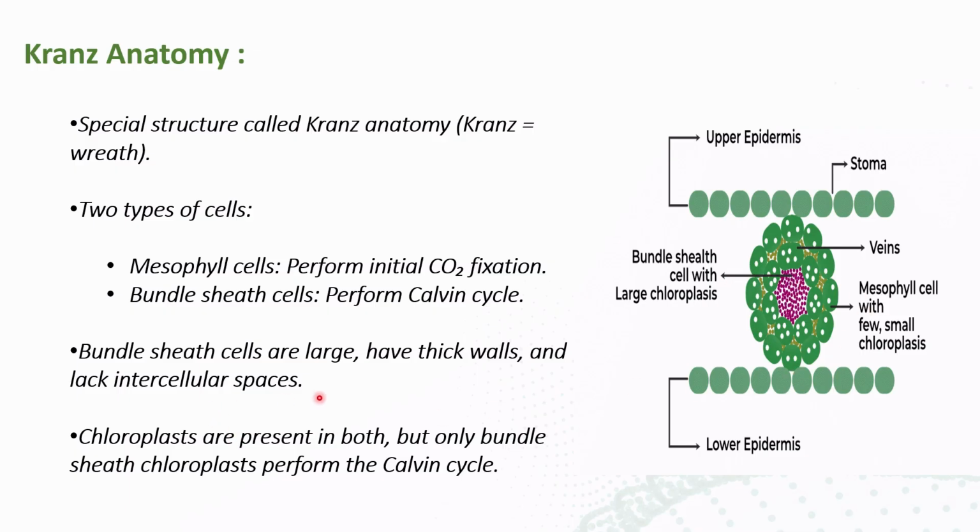Bundle sheath cells are large, thick and lack intercellular spaces, whereas the mesophyll cells are arranged loosely and have more intercellular spaces. Compared to the mesophyll cells, bundle sheath cells also have large chloroplasts. Chloroplasts are present in both, which is why they can undergo photosynthesis. This is the main difference between C3 and C4.